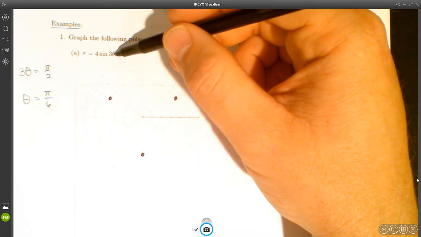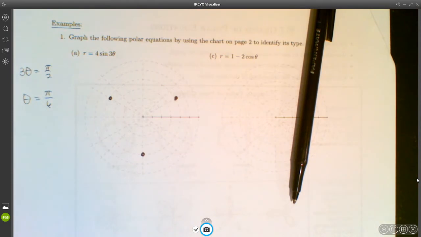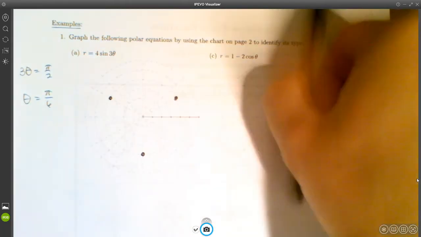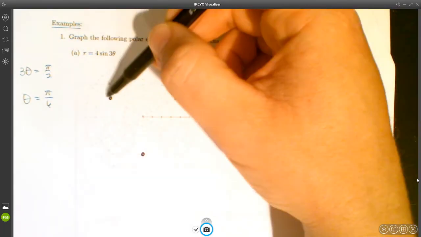3 times 5 pi over 6 would be 5 pi over 2, right? Sine of 5 pi over 2 is 1, sure enough. And 1 times 4 is 4, right? So we've reached our maximum.